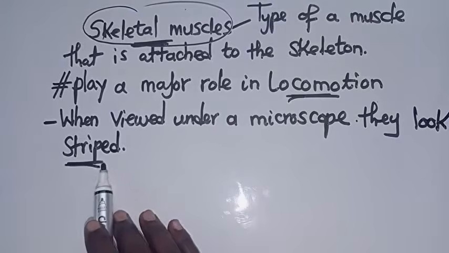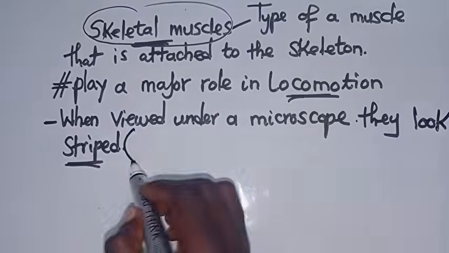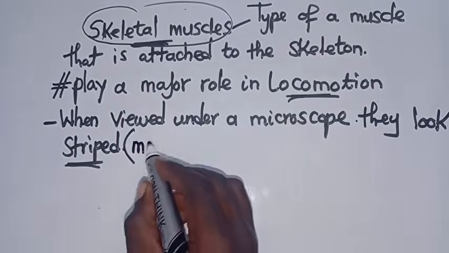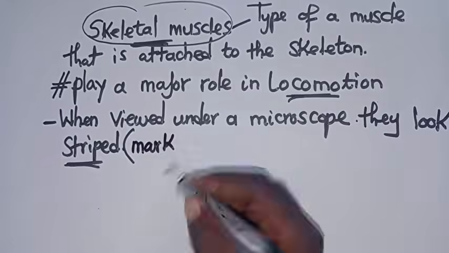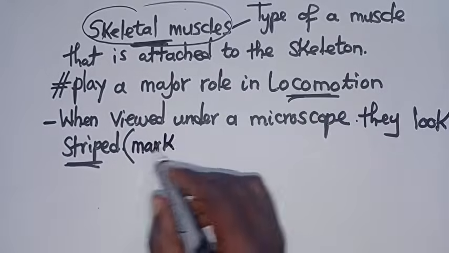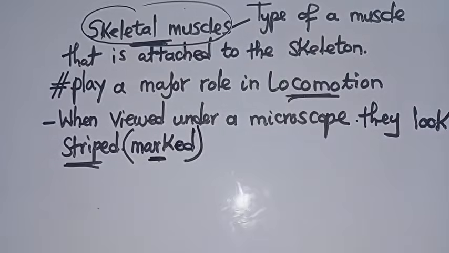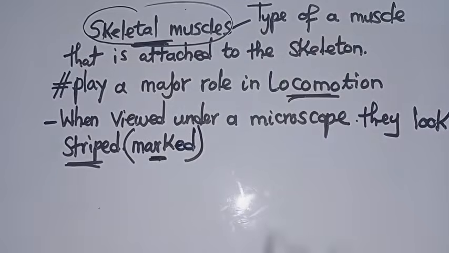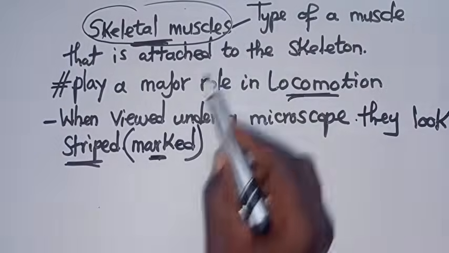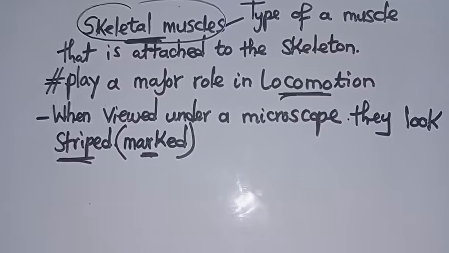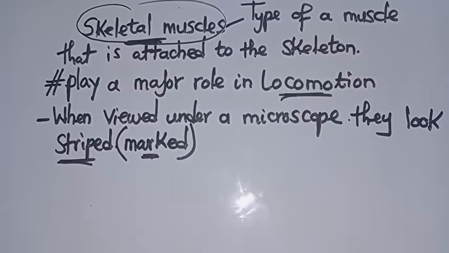They look striped, meaning that these things contain some marked parts on them. They are marked. There are certain things that get to be formed on them. So this is what you need to get under skeletal muscles.